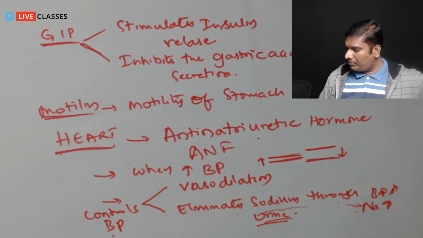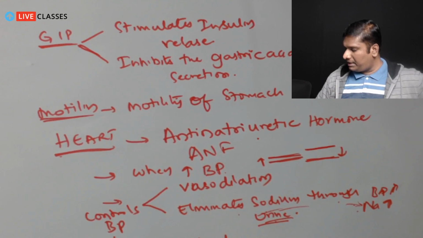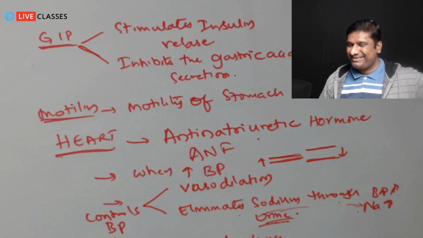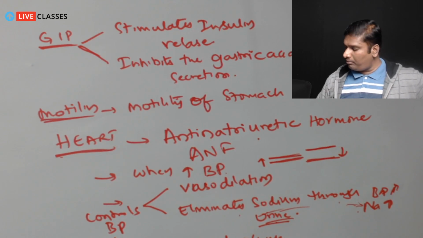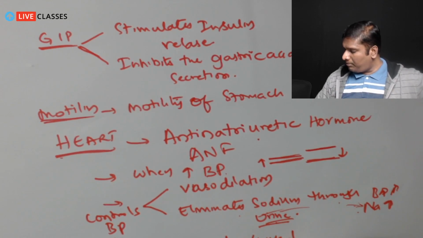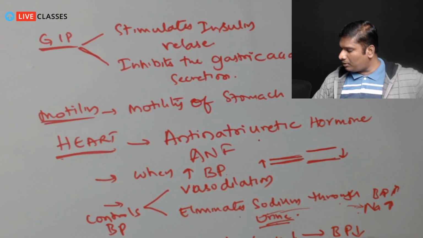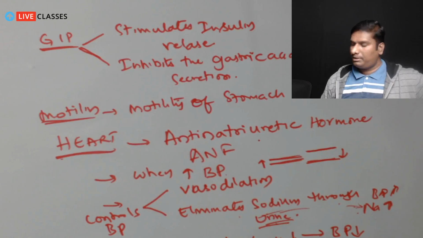If sodium levels decrease, the blood volume decreases. Whenever you have salt, more and more water is retained, and this increases your blood volume, but once the sodium is lost, the blood volume decreases. Once the blood volume decreases, the BP will also decrease. So this is what ANF will do for you.